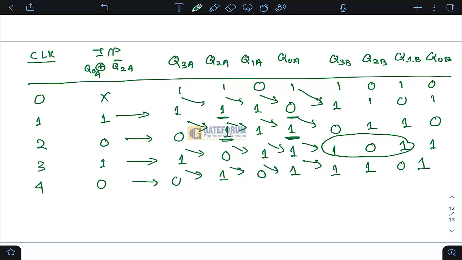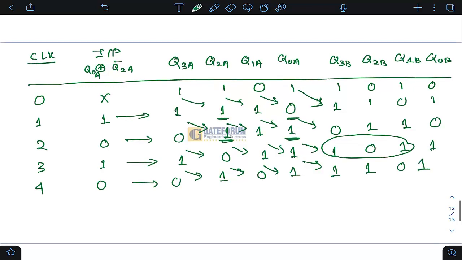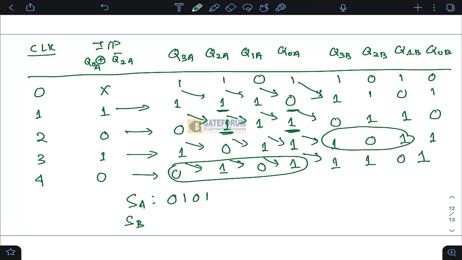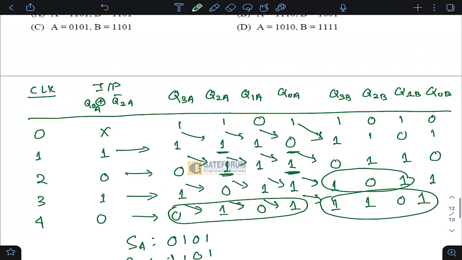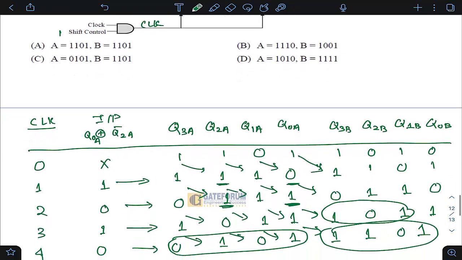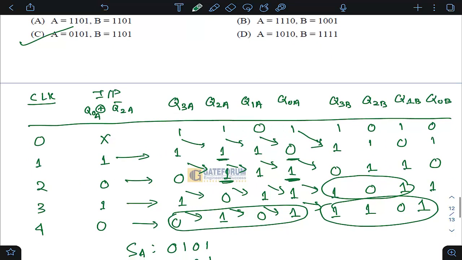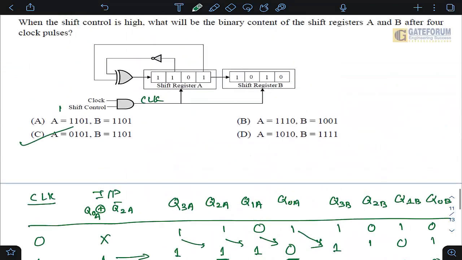So 4 clocks we have given. That is what you are supposed to find: the content of shift register A and shift register B after 4 clocks. After 4 clocks, shift register A contains 0 1 0 1, and shift register B contains 1 1 0 1. If you see, this is given in option C. So C is the right answer for this problem.